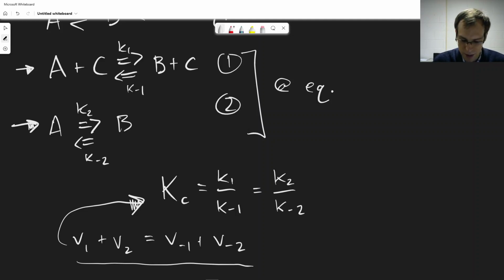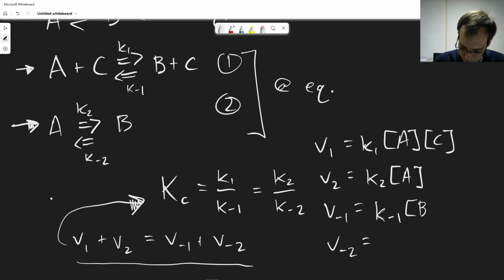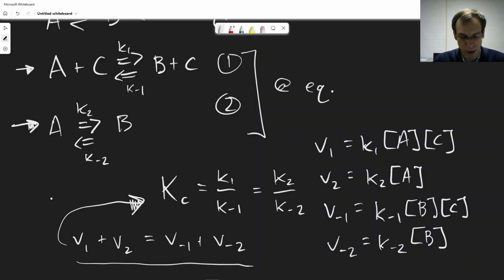And one thing I just want to point out is that we can write rate laws for each of these steps, V1, V2, because this is a key idea in analyzing reaction mechanisms: being able to write the rate laws for each step. So for V1, we can write that it's K1 times A times C. V2 is K2 times A. V minus 1 is K minus 1 times B times C. And V minus 2 is K minus 2 times B. And so we can get these directly from what the forms of the elementary steps look like.